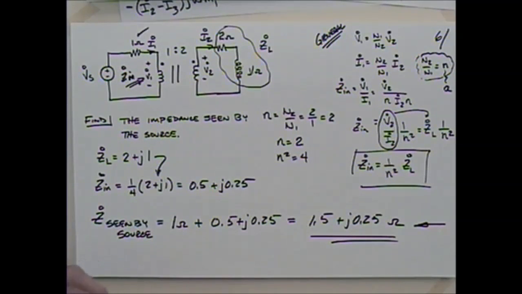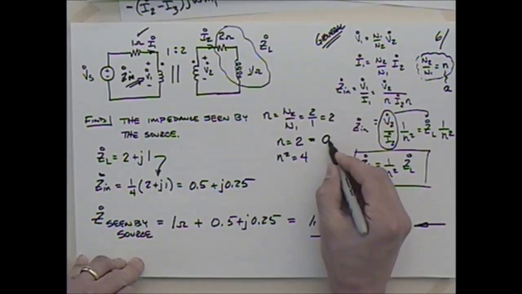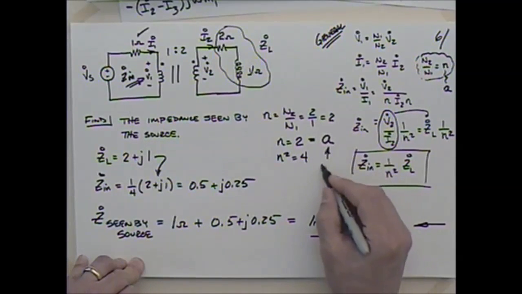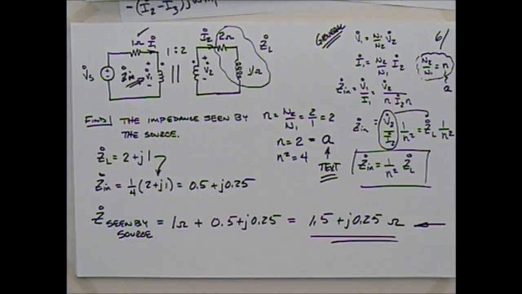So you'll sometimes hear people talking about using transformers for impedance matching when they're driving speakers and things like that, or changing from one cable type to another cable type. That's what's going on here. Okay. And like I say, your author will use the symbol A for this. Questions with that?